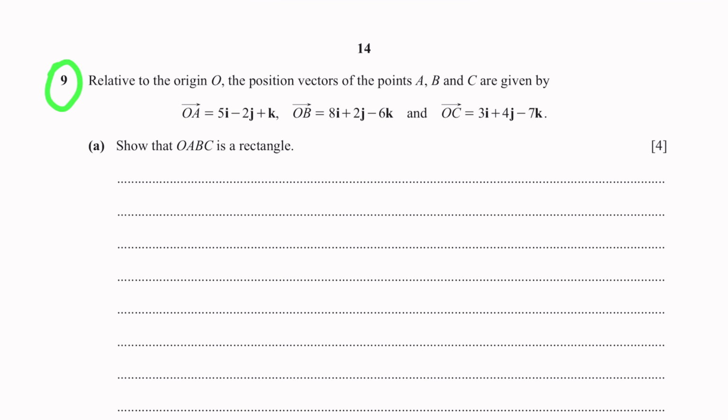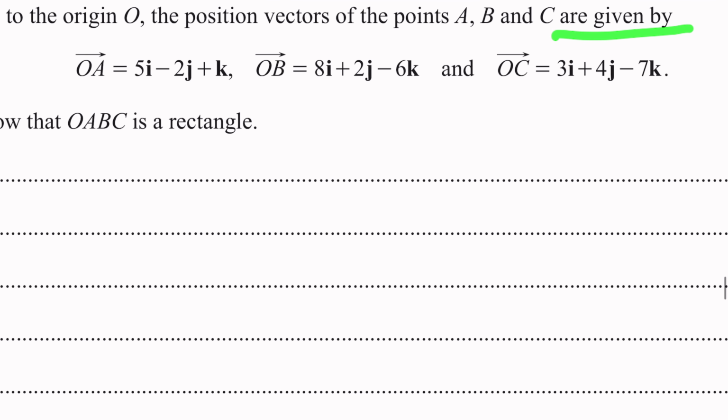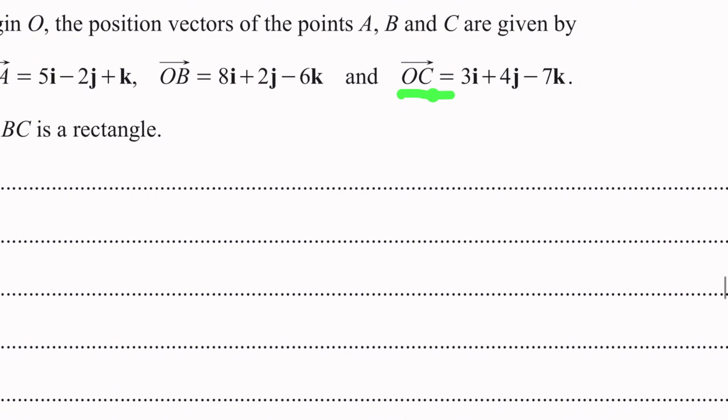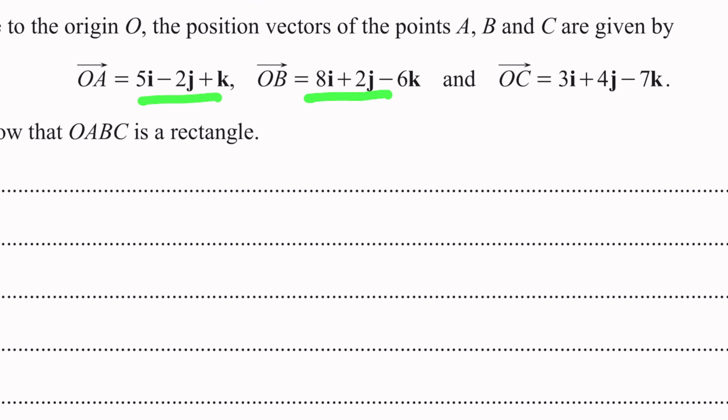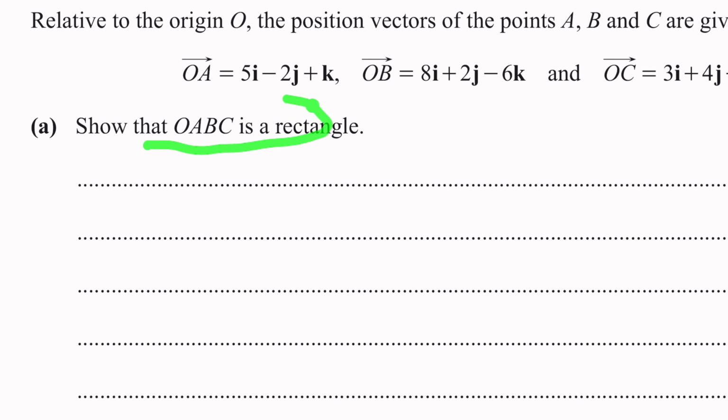Question 9. Relative to the origin O, the position vectors of points A, B, and C are given by OA equal to 5i minus 2j plus k, OB equal to 8i plus 2j minus 6k, and OC equal to 3i plus 4j minus 7k. These are the position vectors of A, B, and C respectively. Show that OABC is a rectangle.